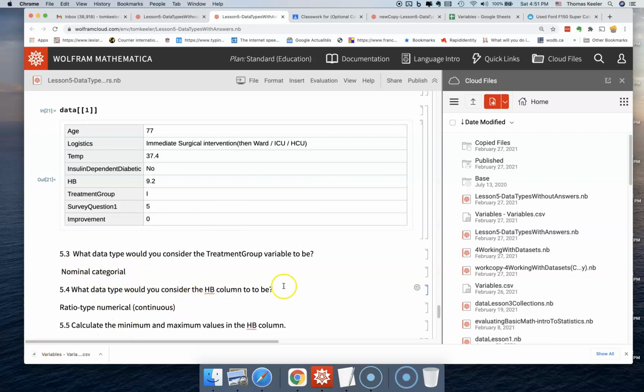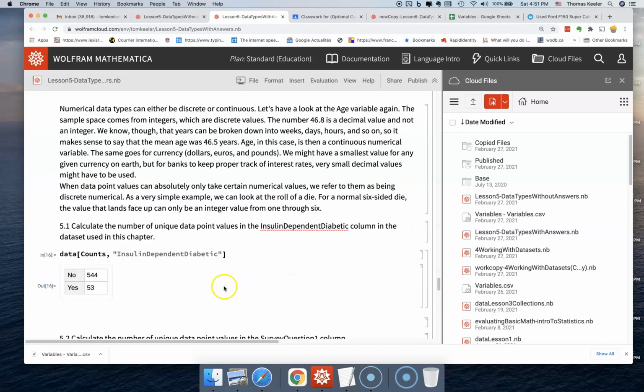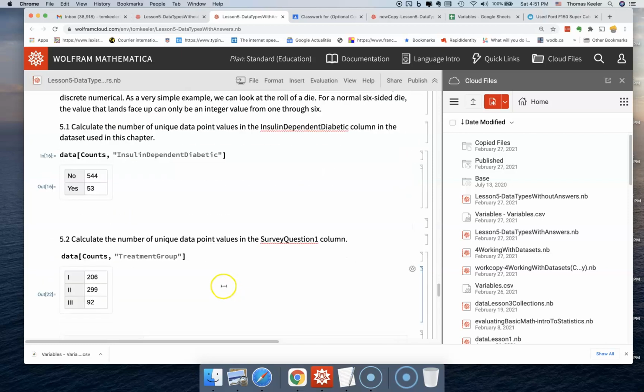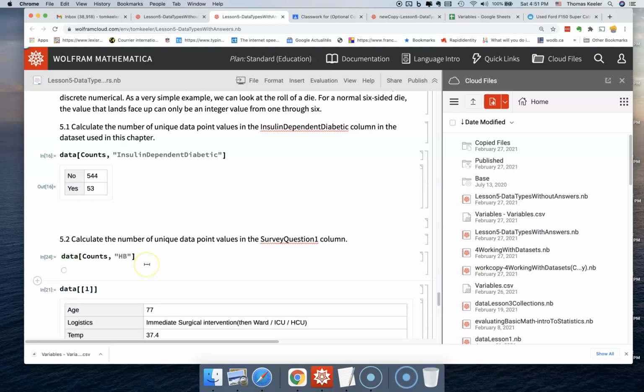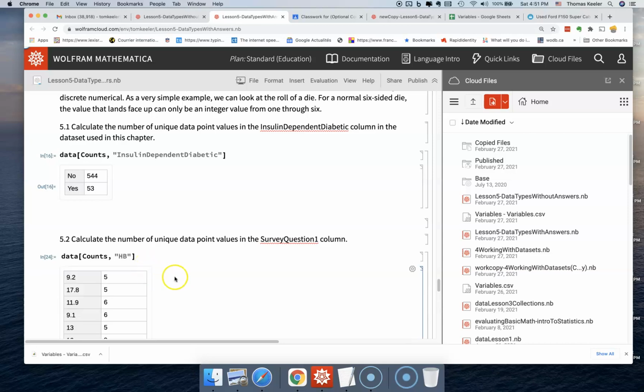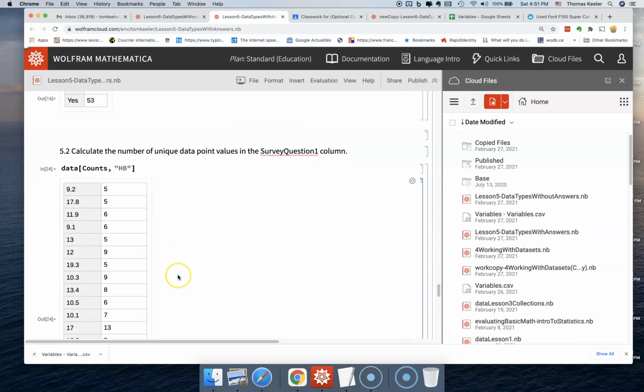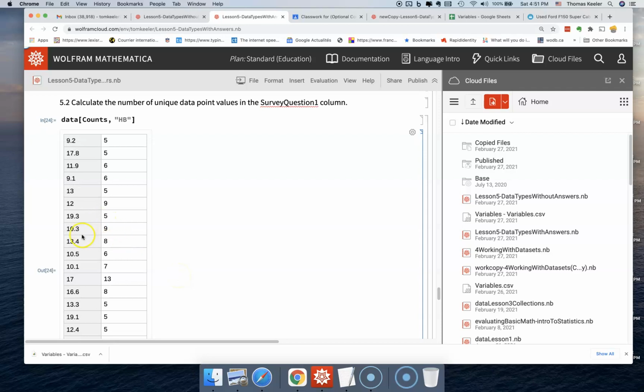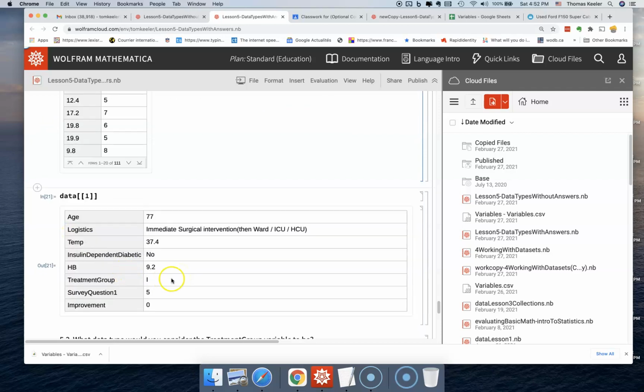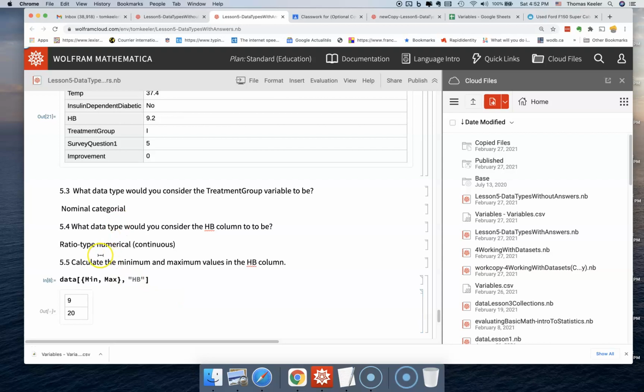What about the HB column? Okay, so we got HB. Let's look and see what we get for that. So we go up here and say HB. And for HB, we've got a bunch of different counts. And notice how it isn't just whole numbers. So that's one where we'd say, oh, that looks like that ratio type numerical. So it's a continuous number.